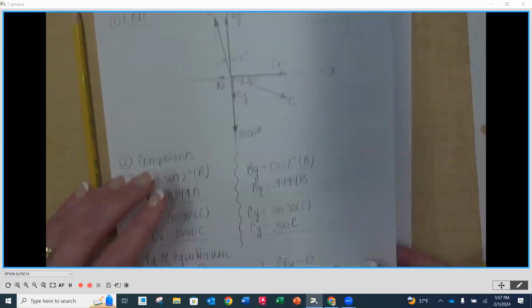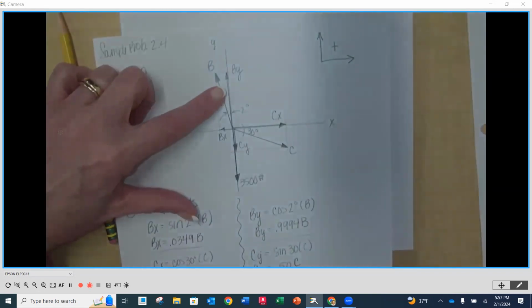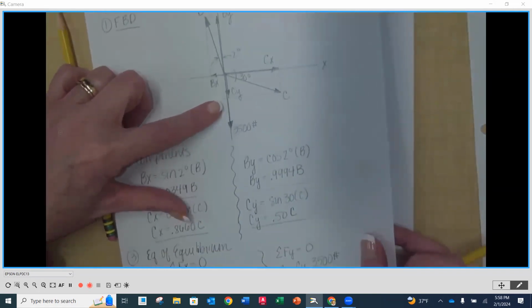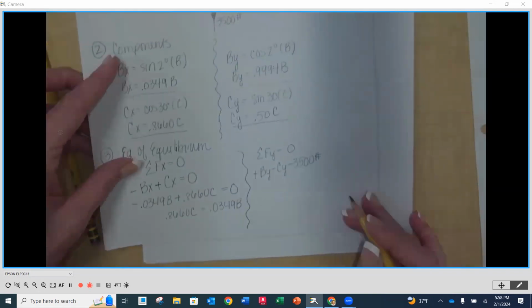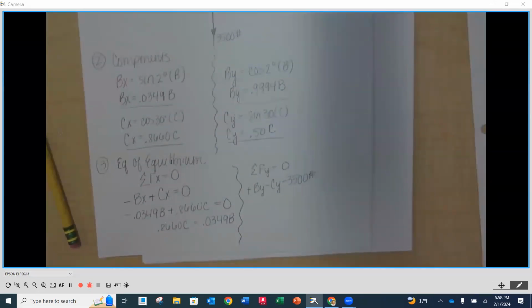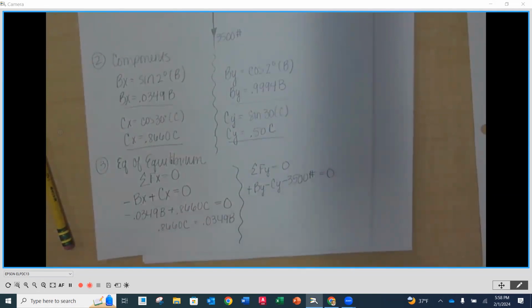The sign that goes in front is going to be according to my convention. So anything going up, BY, it's the only one going up, is going to have a positive in front of it. And anything going down, CY and 3,500, is going to have a negative sign in front of it, right? So I'm going to have a positive, negative, negative. So am I done with that line? No. What do I need to add? I shouted it before. Very important. Equal to 0. Exactly. Equal to 0. Now I have an equation of equilibrium.